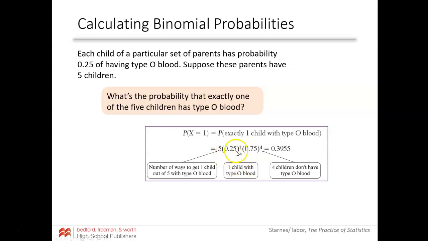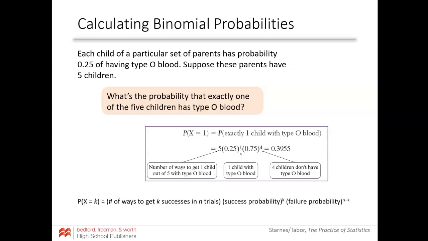And then what we're going to do here is that, remember, one kid has type O blood. So the 25% success is for one child, but then those other 4 children are going to, quote, fail. So the probability of failing this is having not type O blood. So 75% times 75% times 75% times 75%, so that's to the 4th power. And the answer comes out to 0.3955. So that's the probability of one of their children having type O blood.